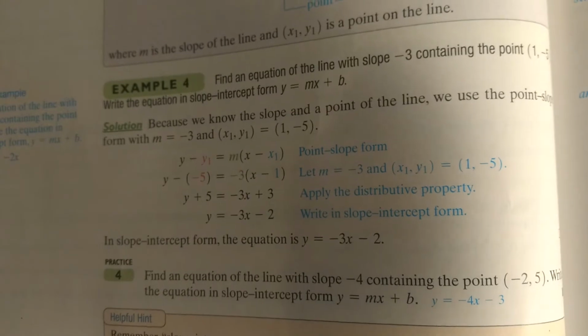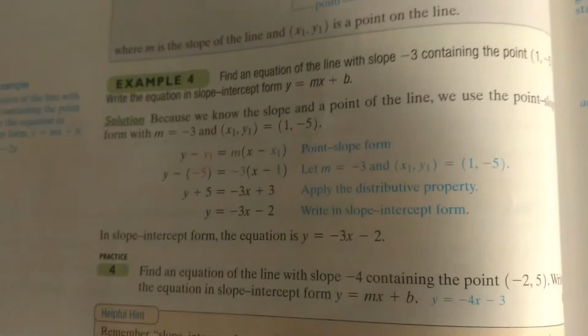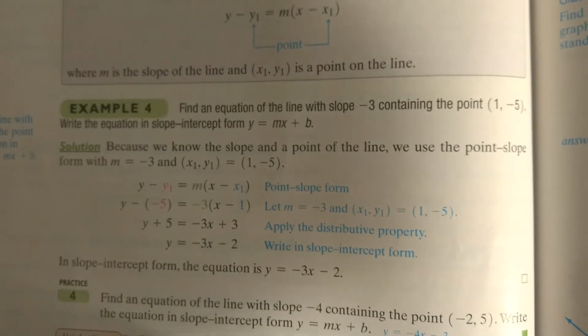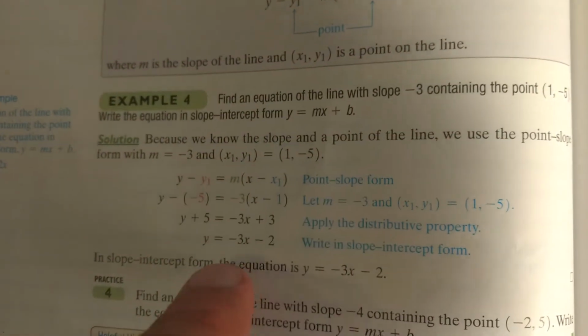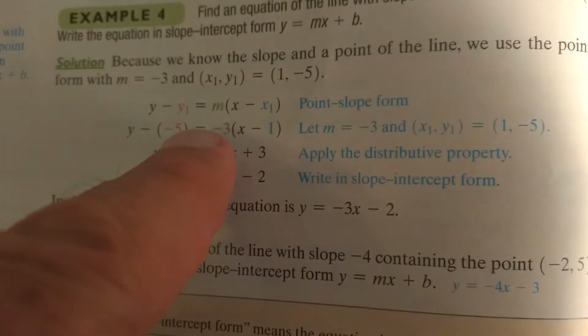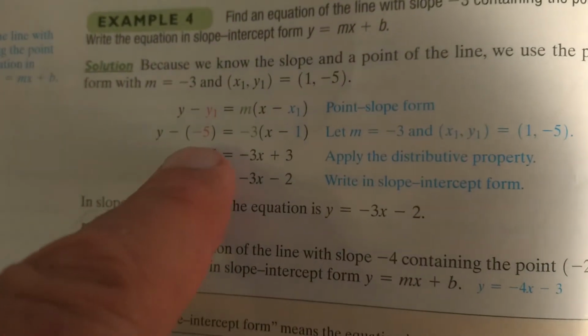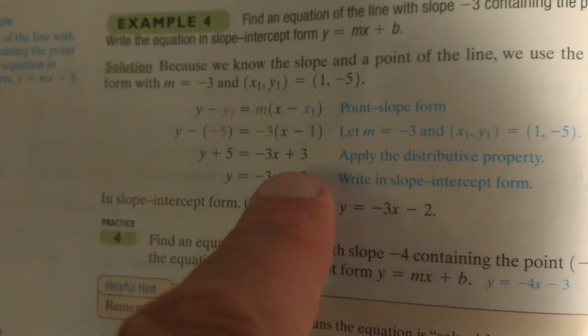If we look at example 4, it says find an equation of the line with slope -3 containing the point (1, -5). Put the equation in slope-intercept form. So the -3 is the m, so we put it in place of m. The -5 is y1, so we put it in y1. The 1 is x1, so we put it in x1.